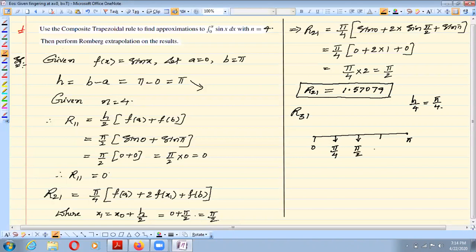Next pi by 4 plus pi by 4 plus pi by 4, this is 3 pi by 4. Next 4 pi by 4, the answer should be pi. So we have to write this is x naught, this is x1, x2, x3, x4. So we can denote this one. Okay.